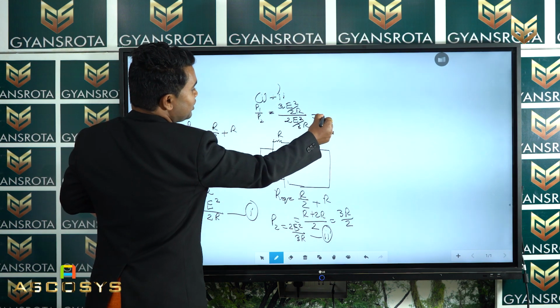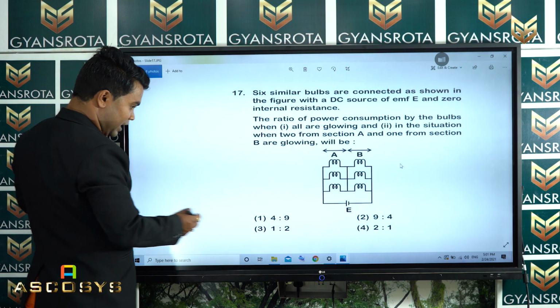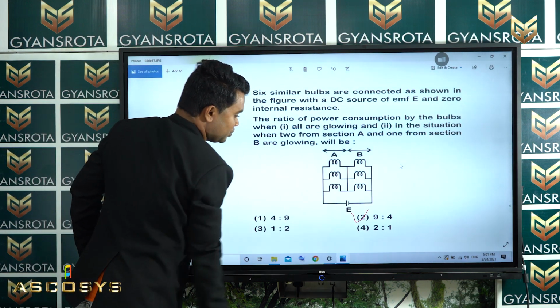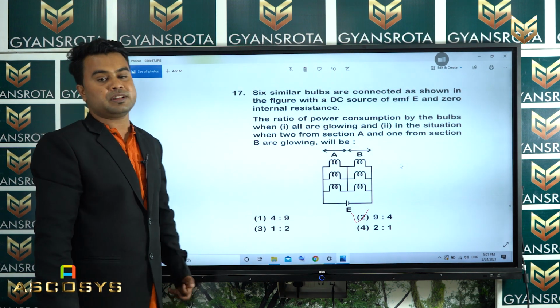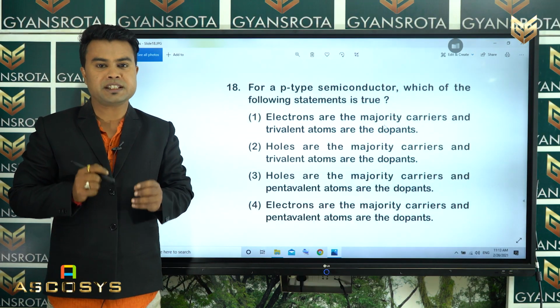P1 by P2, 9:4. It's there in the solution and it is the correct answer. Number 2, 9:4. That is from question number 17. Now let us do question number 18.